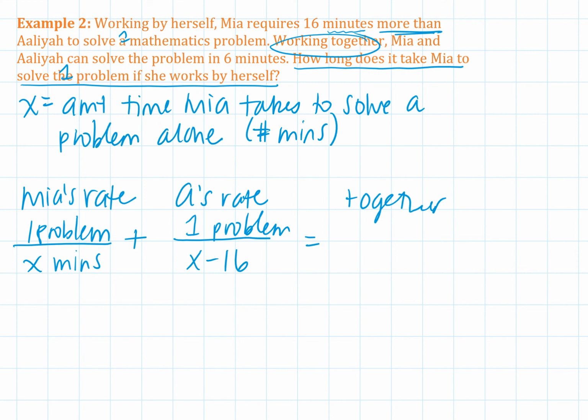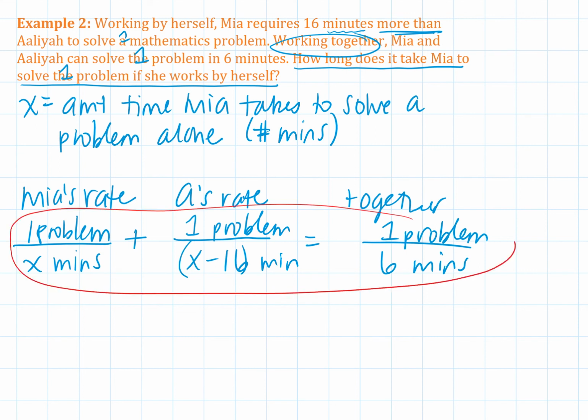Working together, they can solve the problem, so one problem in 6 minutes. I like to write out the units to make sure, oh yeah, this was also a number of minutes. So this makes sense, we're just combining their rate to get the rate of them working together. Okay, here's my rational equation.